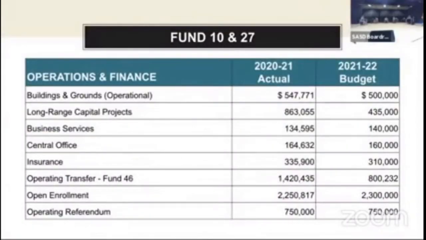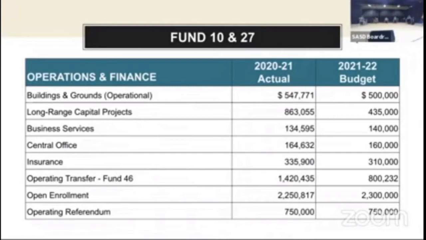So the operations and finance budget, buildings and grounds is typically about $500,000 a year. The long-range capital projects is based off of need. Last year with the building closures, we were able to get some more projects done ahead of schedule. And then this year, there are 3 big projects that we're planning on, which came in slightly under the $500,000.